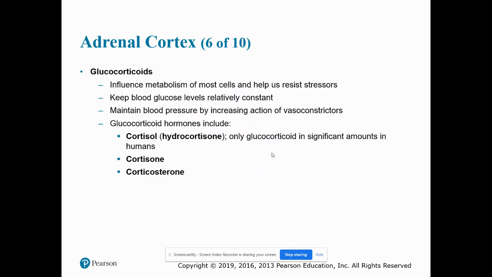Then we have glucocorticoids. These are going to influence metabolism of most cells and help us resist stressors. They keep blood glucose levels relatively constant. They maintain blood pressure by increasing the action of vasoconstrictors. And when we start talking about glucocorticoid hormones, the one that we really talk about is cortisol, because that's the only one that's found in significant amounts in humans. But there's also cortisone and corticosterone.